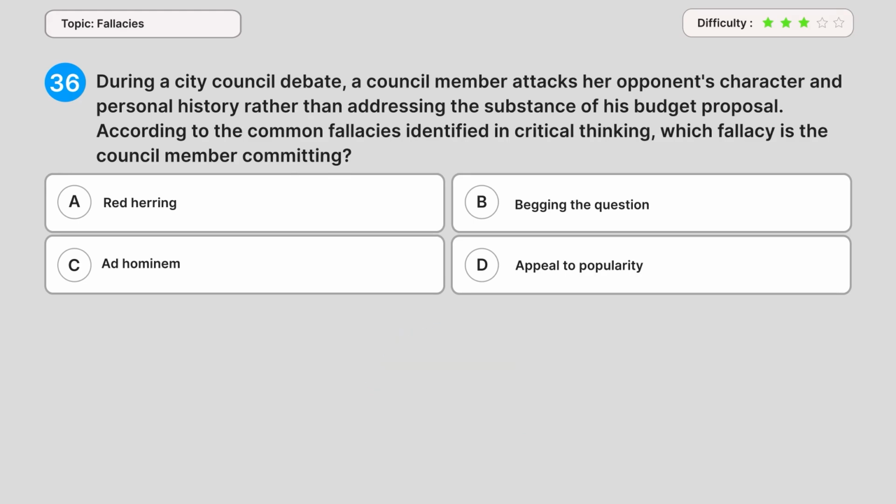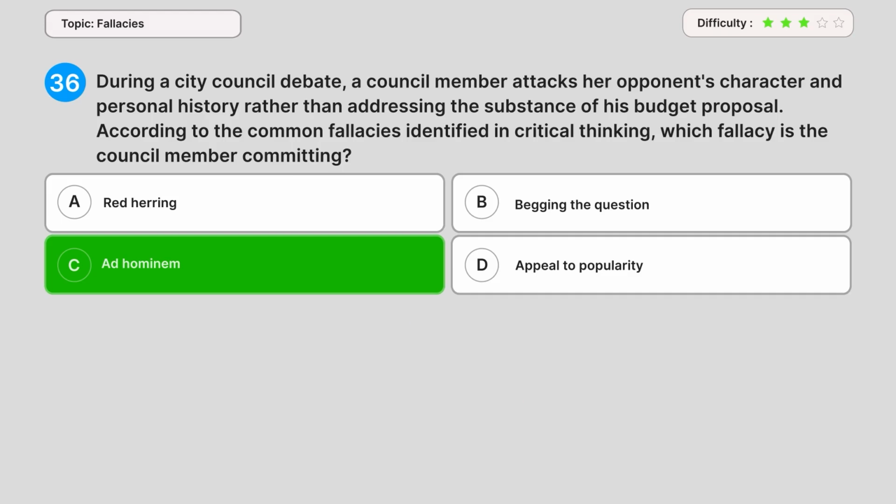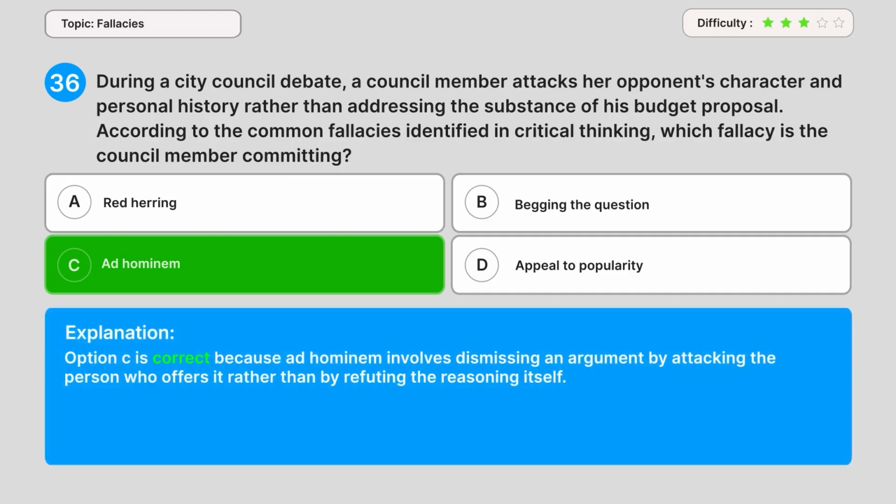Correct answer, C. Ad hominem. Explanation: option C is correct because ad hominem involves dismissing an argument by attacking the person who offers it rather than by refuting the reasoning itself.